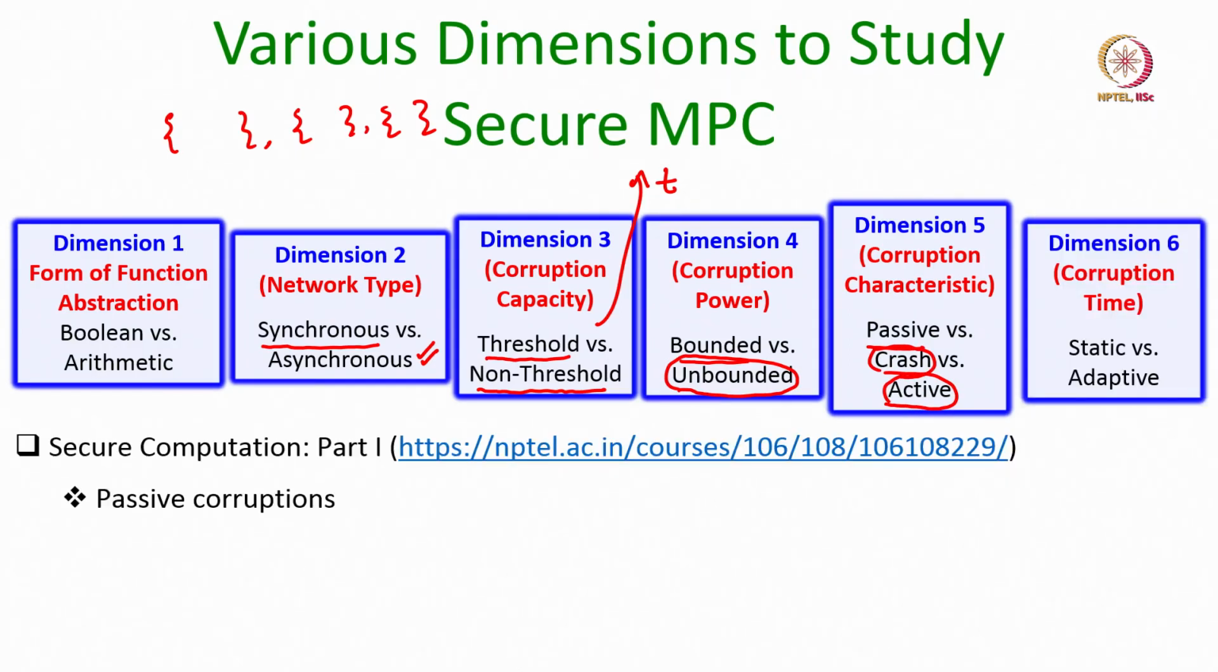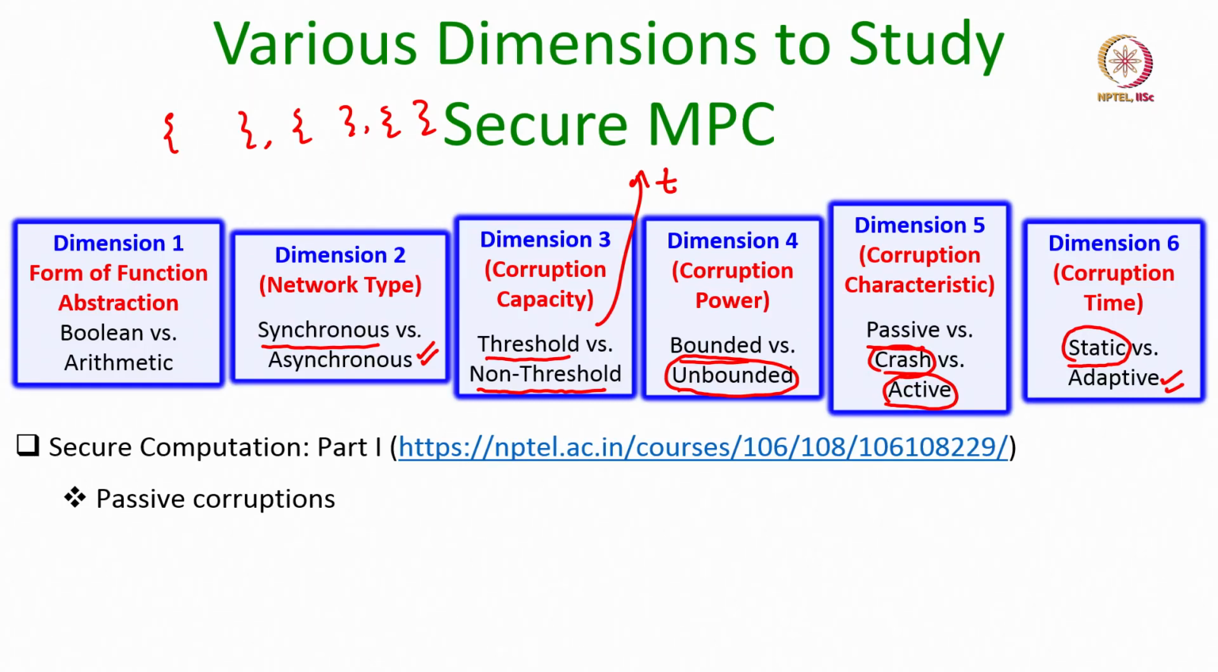And the sixth dimension is based on the corruption time, whether the adversary decides the set of corrupt parties at the beginning of the protocol itself. Such kind of adversaries are called static corruptions, or we can have a more powerful adversary, an adaptive adversary, which adaptively corrupts the parties as the protocol proceeds, depending upon how much information the adversary has already seen during the protocol execution.